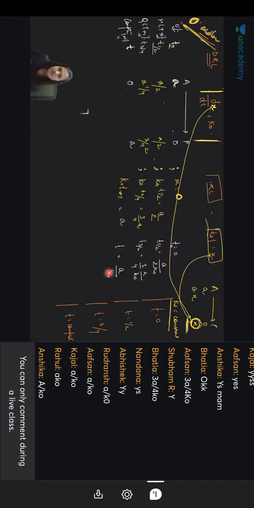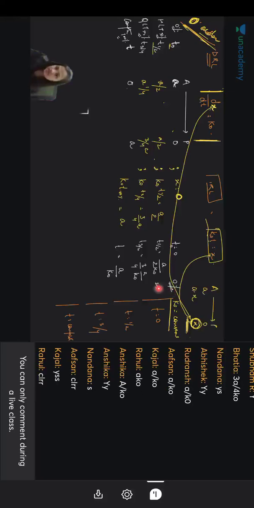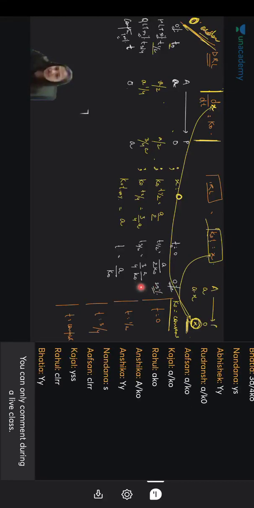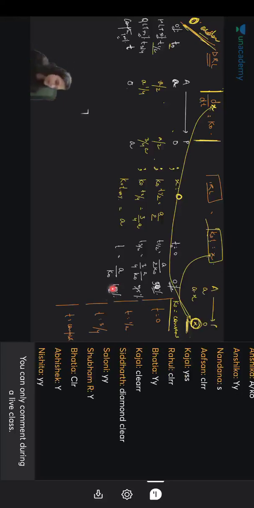Is this clear? So this is when the 0% reaction is being done. This is when the 25% reaction is occurring. When 50% reaction is occurring. When 75% reaction is occurring. When 100% reaction is occurring. Clear? 0%, 50%, 75%, and 100%. Very nice.